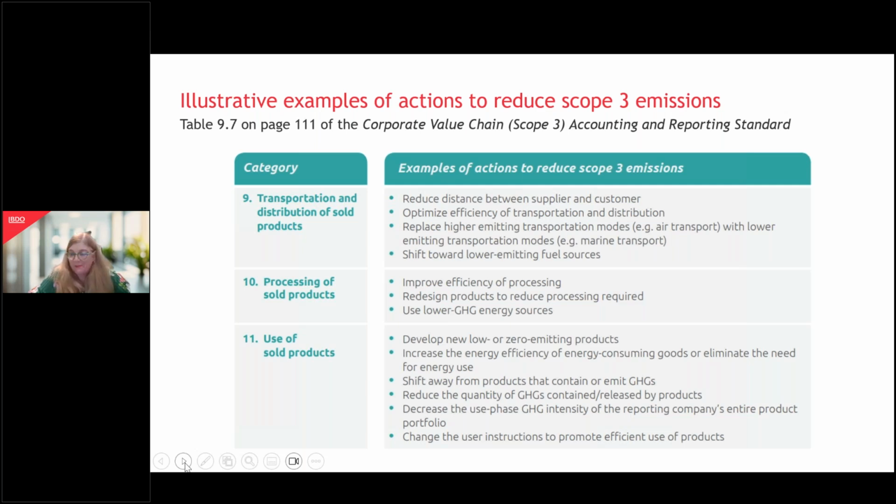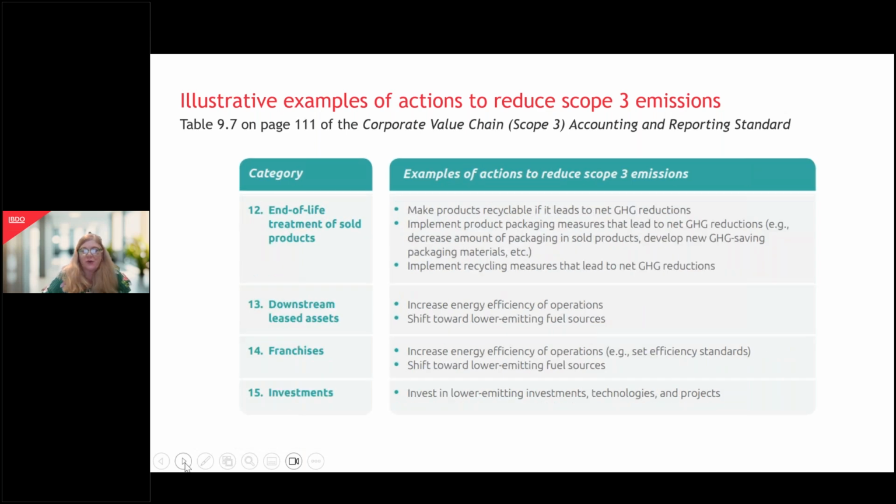So you're selling products that are low emitting. Increase energy efficiency of energy consuming goods. Eliminate the need for energy use. Shift away from products that contain or emit GHG emissions, etc. So the use of your products. So it's kind of changing your products and improving your products and the way it's been used by customers.